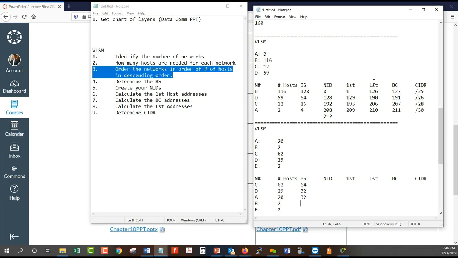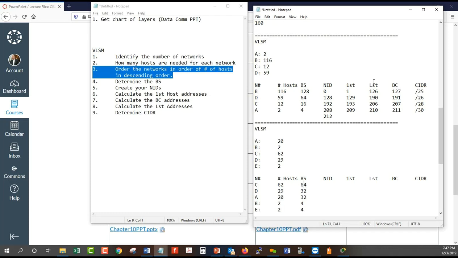And then finally, what are we doing for B and E? Block size of 4. We can't do a block size of 2 because 2 minus 2 gives me 0 usable host addresses. So we need to do a block size of 4. So 4 minus 2 gives me 2 host addresses, which is exactly what I need for networks B and E. So we're going to do 4, and we're going to do 4. Okay, so now we've just determined number 4, which is your block size.